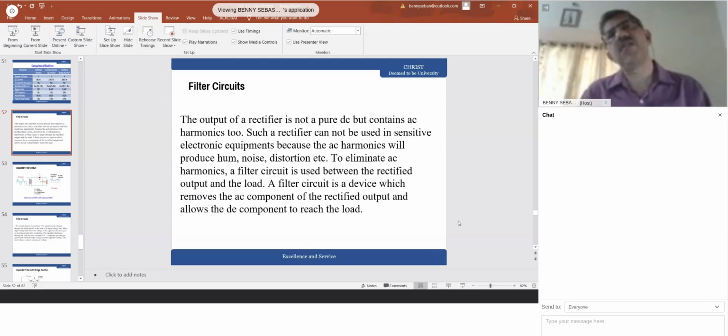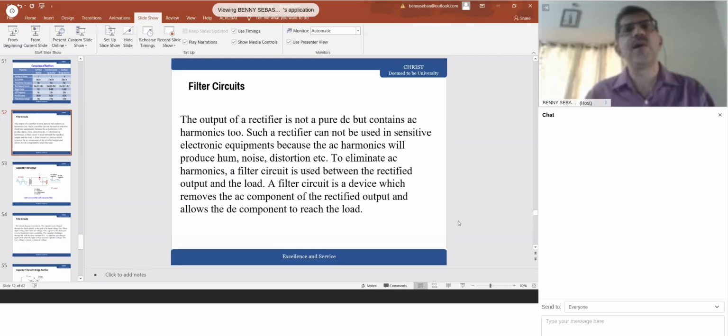So the basic concept of a filter circuit: the output of a rectifier is not pure DC. Therefore, we need to do something again, because AC is still present. Suppose such a circuit is connected to a sensitive electronic equipment or gadget, it will cause AC harmonics. It will really damage the circuit. It will also produce hum, an unwanted echo kind of sound.